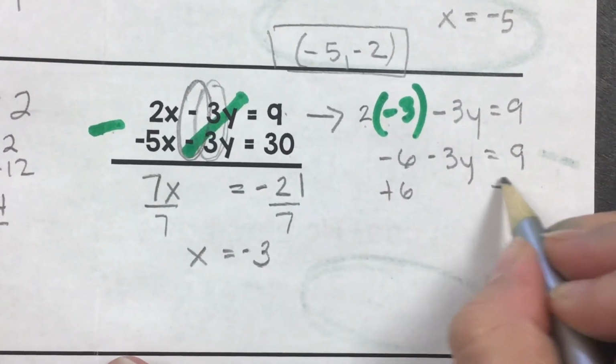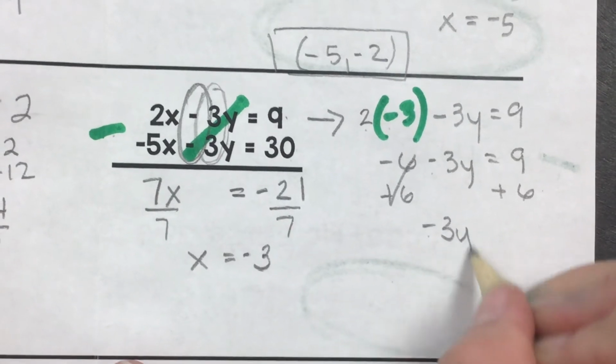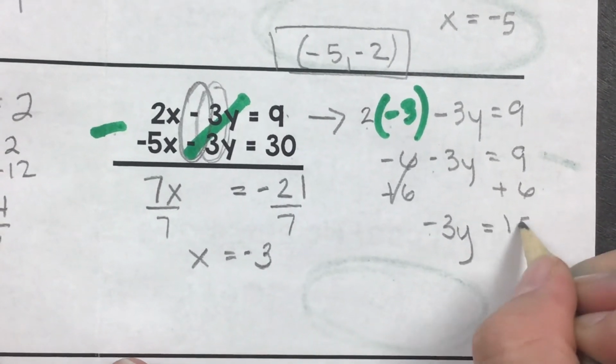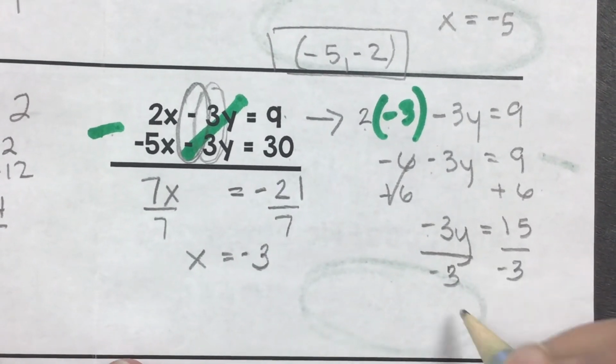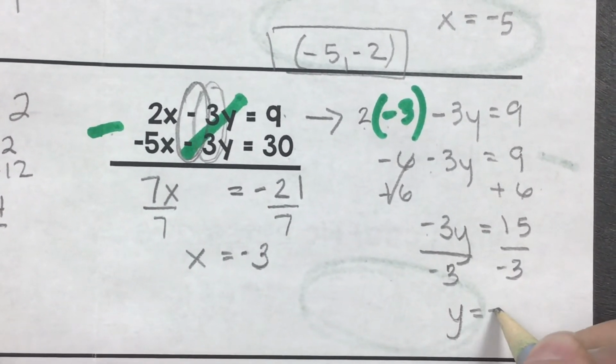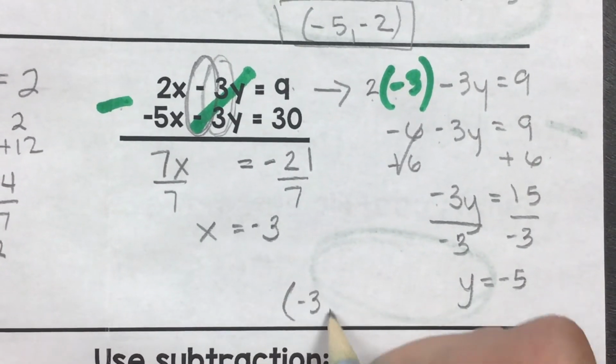Add 6 to both sides. Negative 3y, don't forget the sign. Negative 3y is equal to 15. Then we're going to divide by negative 3 to both sides. Y is equal to negative 5. So your final answer is negative 3, negative 5.